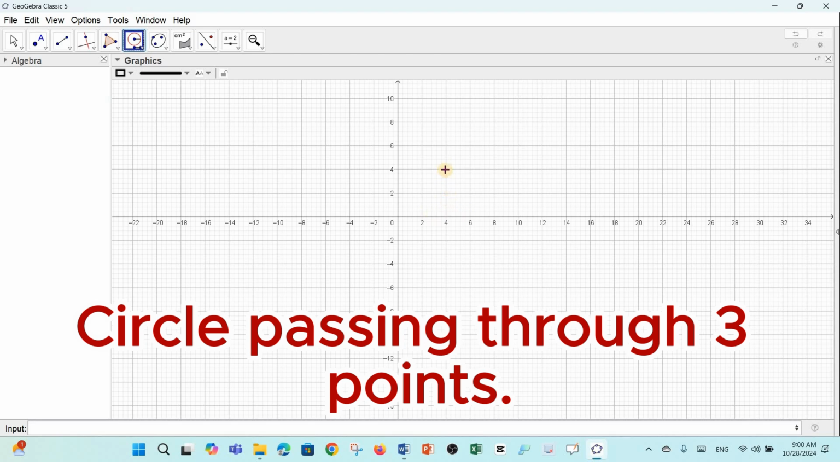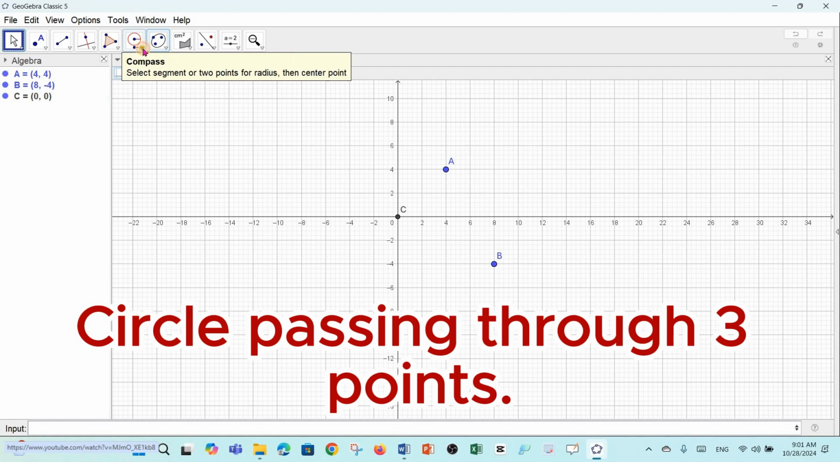One point is suppose 4, 2. Let's take 3 points. One point is 4, 2. Another point is suppose 8, minus 4. Another point is here, 0, 0. Yes. Now we have 3 points.